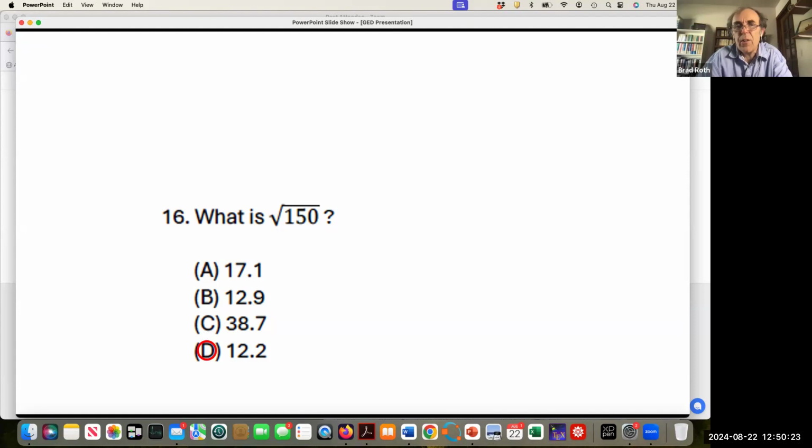And the other thing you can do if you just can't make the square root key work is you can square each of these numbers and find out which one's 150. So there's a lot of little tricks like that to keep in mind.